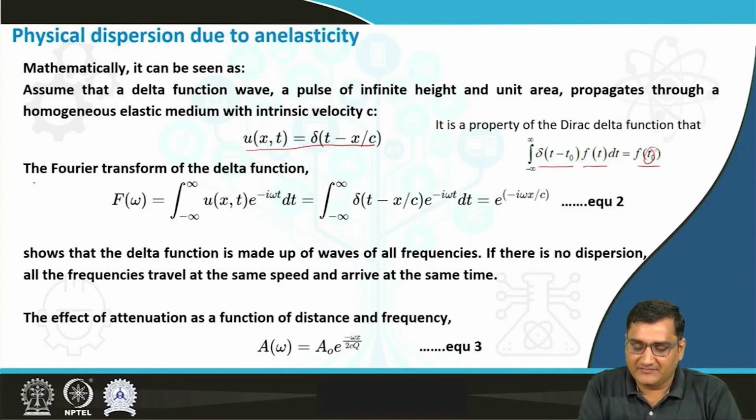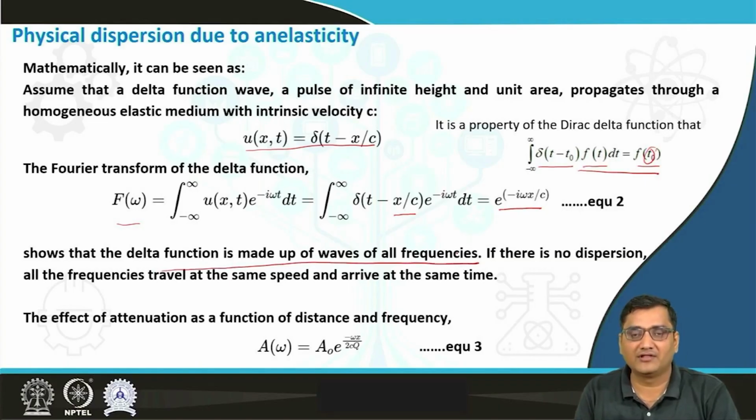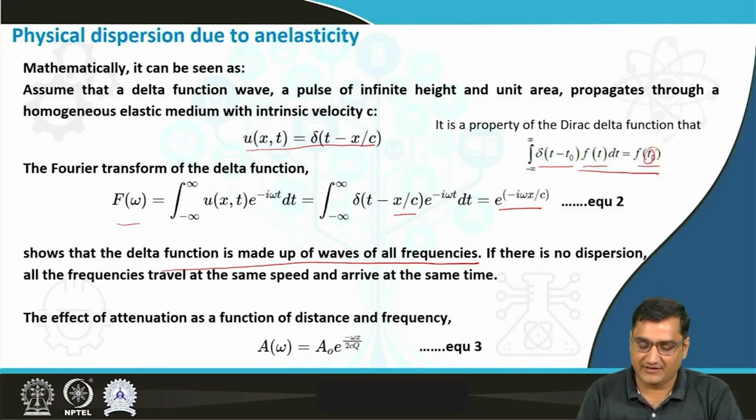And the Fourier transform of the delta function, if we use this property, we will get the Fourier transform for the integral having the value at x by c. That means it will be equal to e to the power minus iota omega x by c. That will show that the delta function is made up of waves of all frequencies. If there is no dispersion, all the frequencies travel at the same speed and will arrive at the same time.